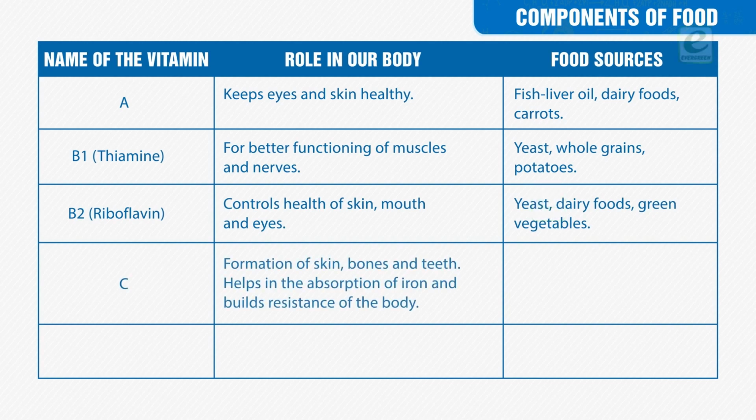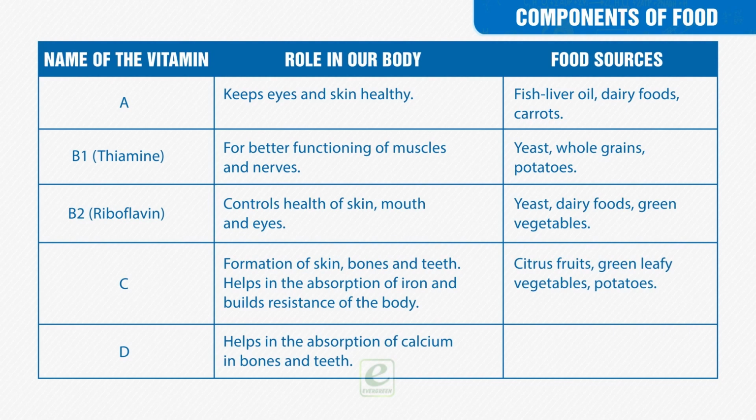C. Formation of skin, bones, and teeth. Helps in the absorption of iron and builds resistance of the body. Citrus fruits, green leafy vegetables, potatoes. D. Helps in the absorption of calcium in the bones and teeth. Fish, liver oils, eggs, butter.